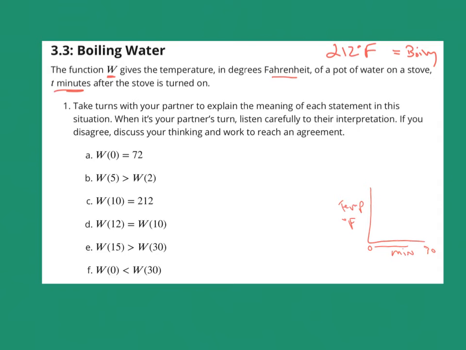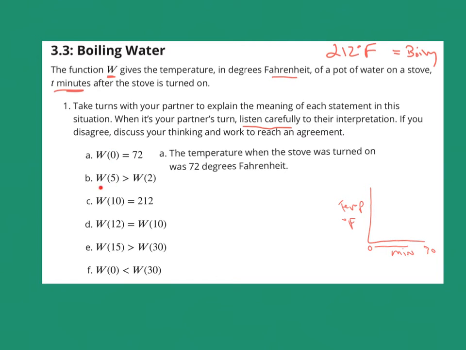So take turns with your partner, well, I'm kind of your partner at this point, to explain the meaning of each statement in the situation. When it's your partner's turn, listen carefully. If you disagree, discuss it. So it's going to be hard to discuss it, so we're just going to have to focus on the listen carefully. So W of 0 is 72. That means that at time of 0 minutes, the temperature of the water is 72 degrees. Or in essence, the water temperature that we put into the pot to begin with was 72 degrees, which is probably ambient temperature of the faucet water or ambient temperature of the room if the water had been sitting around.